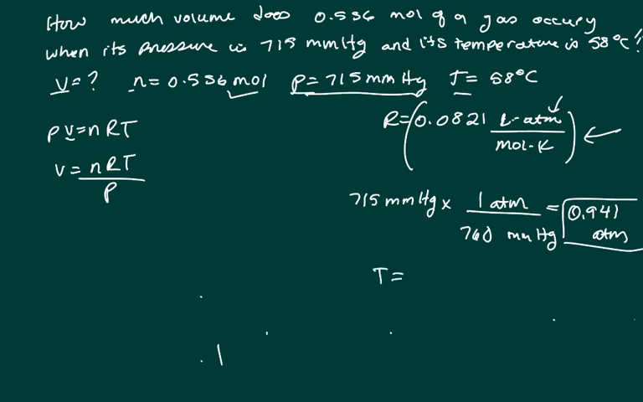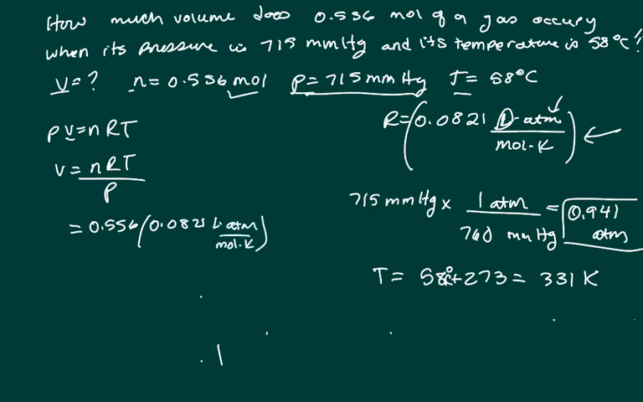Our temperature is in degrees Celsius, but as we know, we need to convert it into Kelvin. So 58 plus 273 is 331 Kelvin. Now all of our units line up, and our volume hence should be in liters. Okay? So let's plug everything in. n is 0.556. R is 0.0821 liter atm per mole K times our temperature, which is 331 Kelvin.